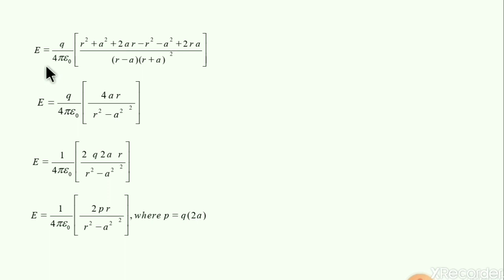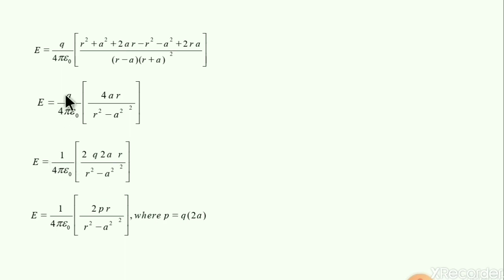See, again the derivation continues. Total field equals q by 4 pi epsilon naught, and here we have opened the bracket using the a minus b whole square. If you observe carefully, this plus r square minus r square gets cancelled, and a square minus a square also gets cancelled. You end up getting 2ar plus 2ar, which is equal to 4ar. And in the denominator, the a minus b, a plus b formula holds good. So it becomes r square minus a square. On that you have the square again, so this square is retained as it is.